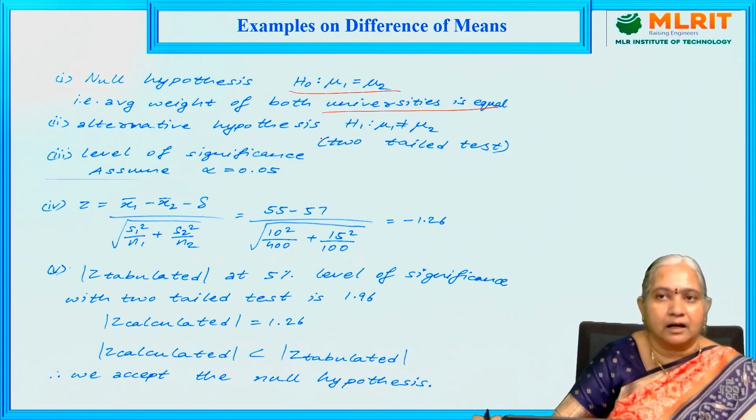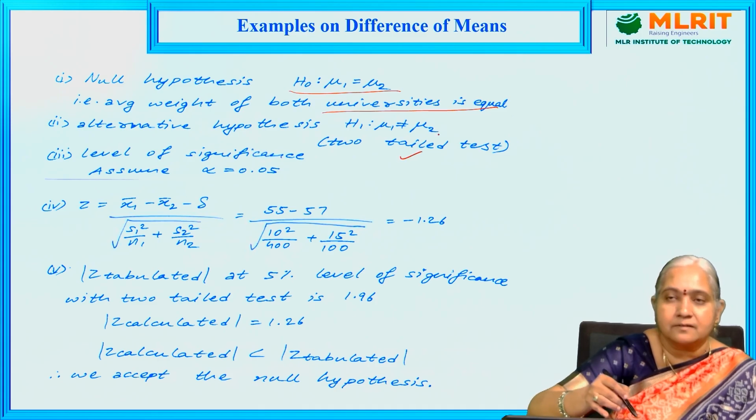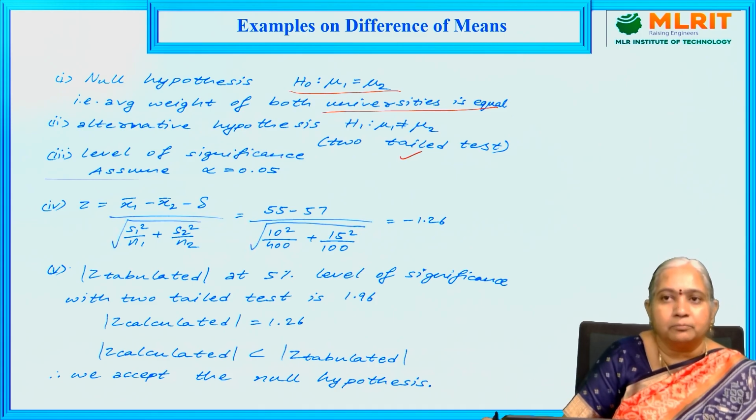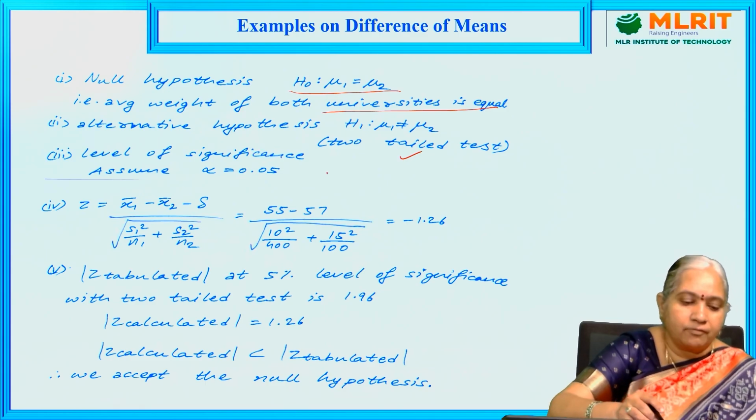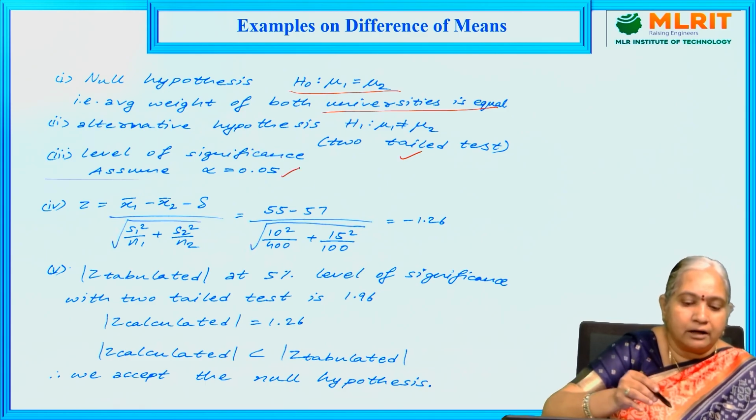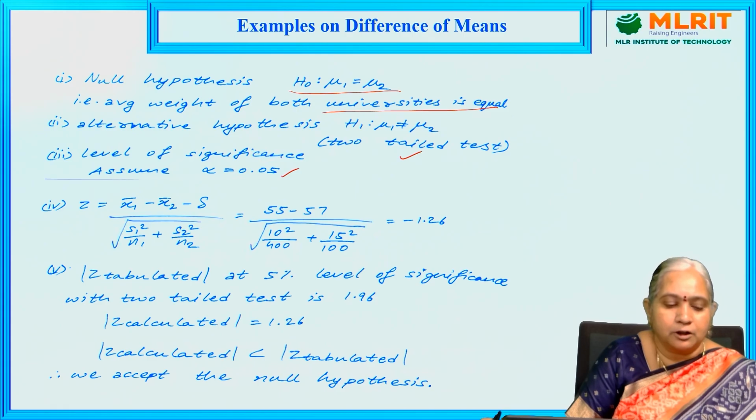Alternative hypothesis is defined as a two-tailed test, that is mu1 not equal to mu2. Mu1 is the mean of the first population, mu2 is the mean of the second population. That means the mean weight of the first population, university A, and mean of the second population, university B. These two university students' mean weights are equal, that is the null hypothesis, and the contradiction of that statement is the alternative hypothesis. Now the level of significance denoted by alpha is equal to 5%, 0.05.